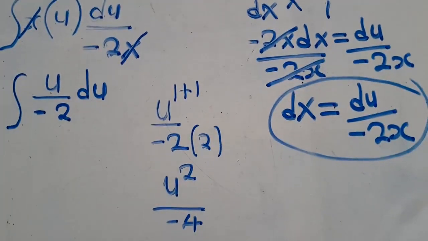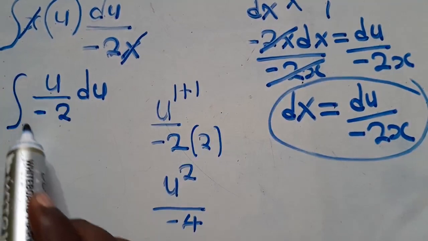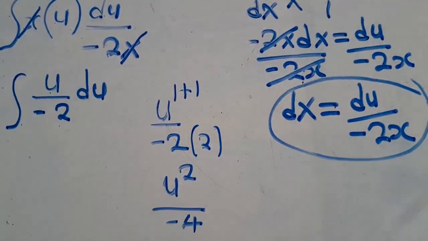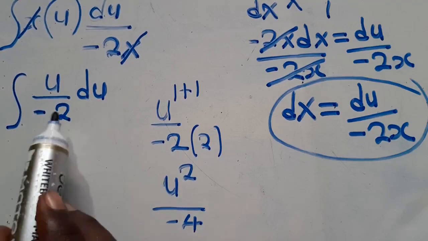Negative 4. So this is how we get to integrate that part. This is how you need to integrate it. Have you seen? This is how you need to do it. I'm just showing you how you can work this out. This is what you are going to have. So you write this now there.